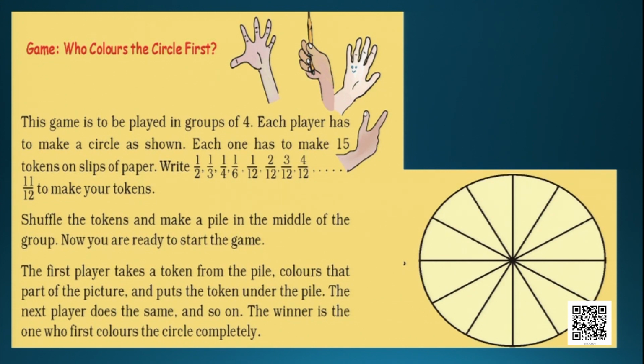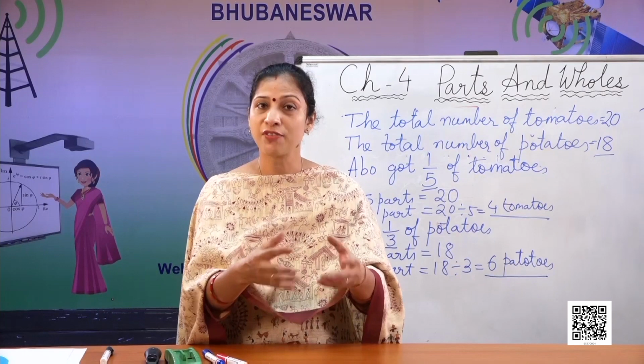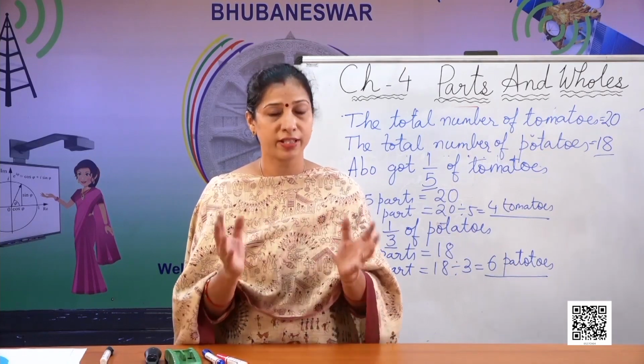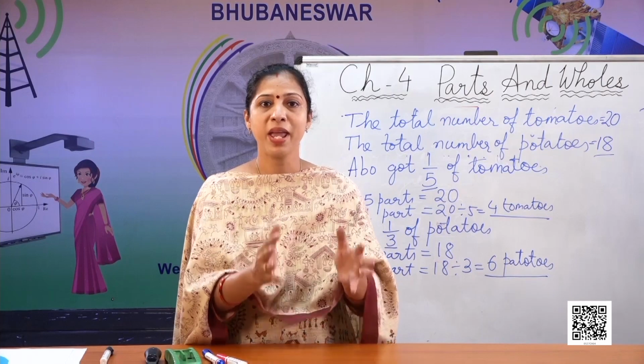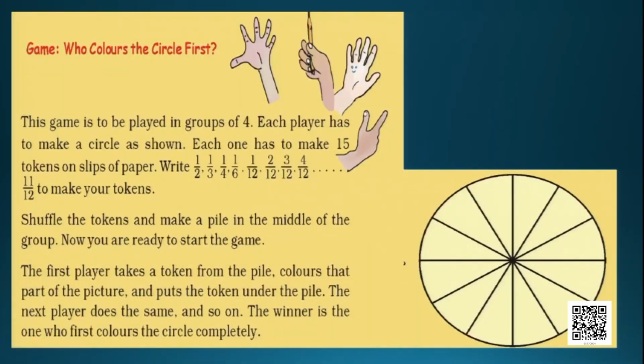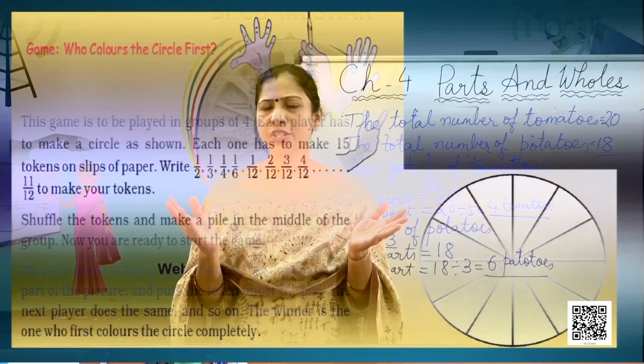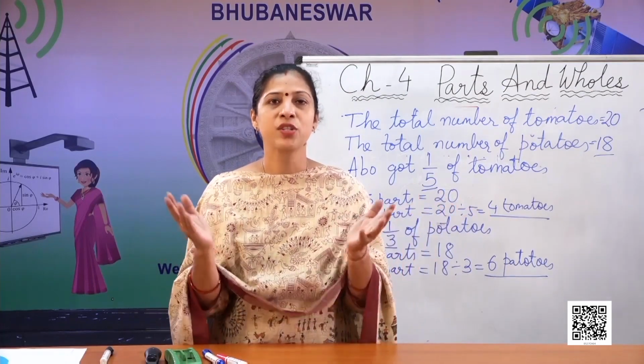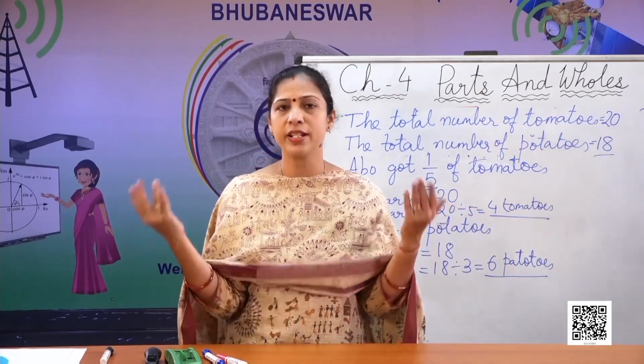Now, when you want to play with your friends, what can we do? You just shuffle the tokens, which are nothing but the chits which you have written, and make a pile in the middle. Now you are ready to start the game. So what we have to do? The first player takes a token out of it and sees the value of the fraction written on that token. If it is written 2 by 12, he will color 2 parts out of 12 parts in any color. You can decide on your own, or you can give any color to color. Maybe it can be green, it can be blue.